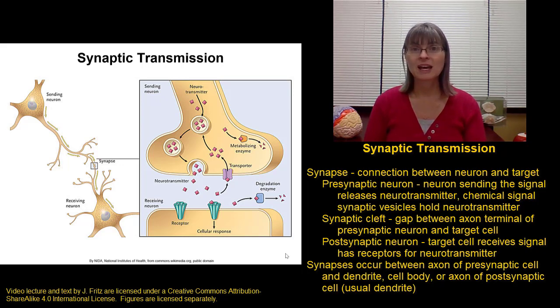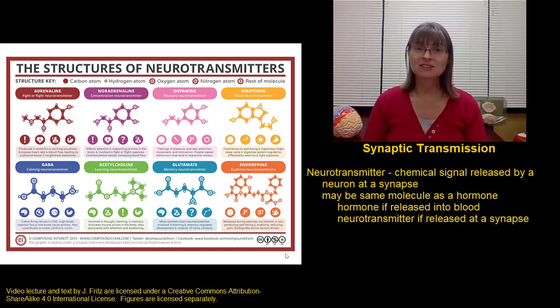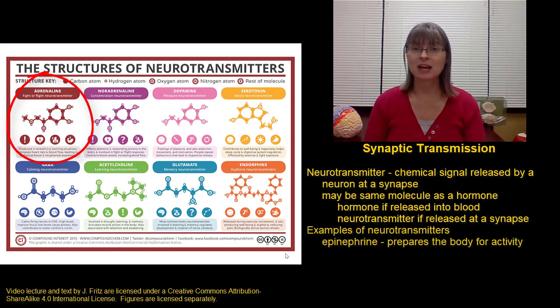Let's take a closer look at the neurotransmitter. There are many, many different neurotransmitters that can be released by a presynaptic neuron to cause an effect in their target cell. This slide just shows a few of them. Again, the neurotransmitter is the chemical signal that's released at a synapse. In some cases, we can see the exact same molecule being released as a hormone when it's released into the blood instead of at a synapse. For example, epinephrine can be released into the bloodstream as a hormone, or it can be released into a synapse as a neurotransmitter.